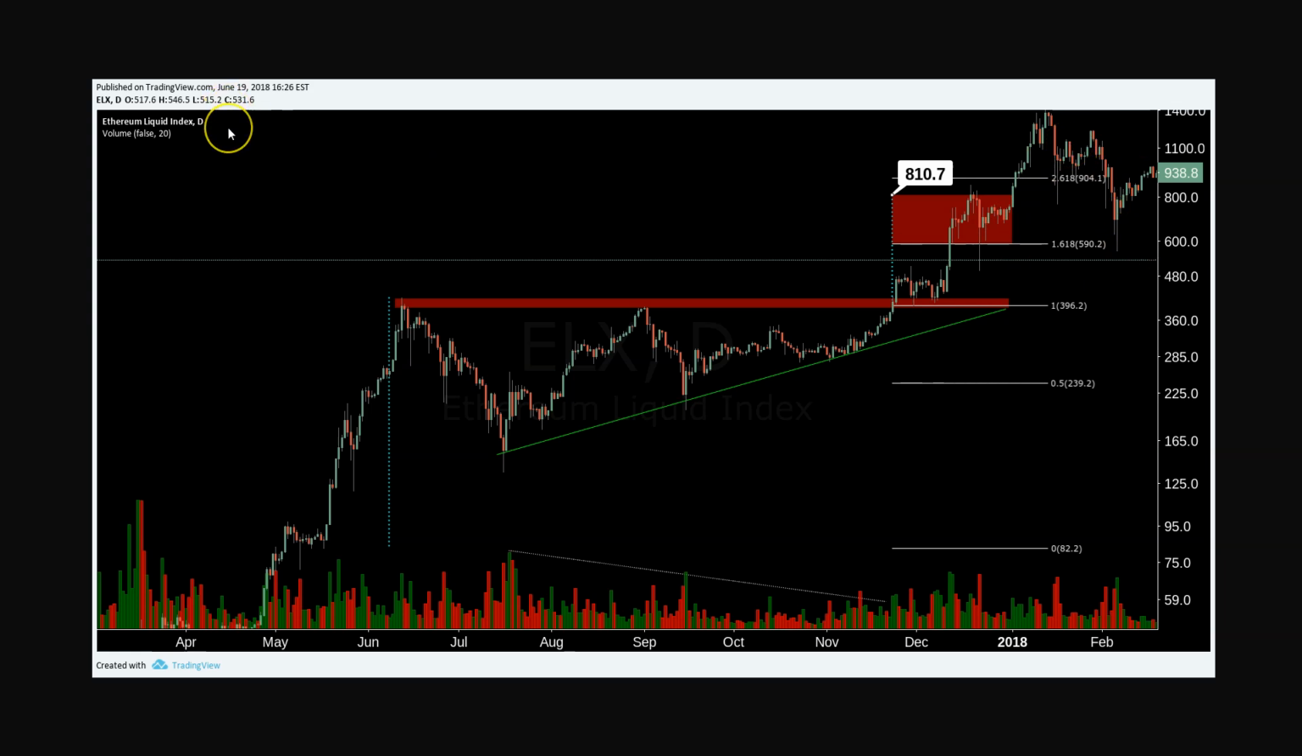And for alts specifically, they love to overshoot their targets beyond the 1618, beyond the measured move. That's why you'll frequently see me adding like the 2618 or the 3618. ETH especially, Link loves to do that as well. Because there's so much FOMO, there's not enough float on exchanges. There's all sorts of reasons why this happens, but again, this is a multi-month ascending triangle.